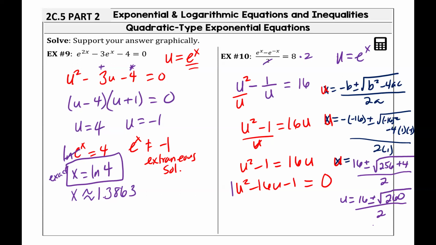All right, so we're at plus or minus the square root of 260. Well, 260 is not a perfect square, but 260 can break down. So in my brain, I would try to break down 260. What multiplies to give me 260?